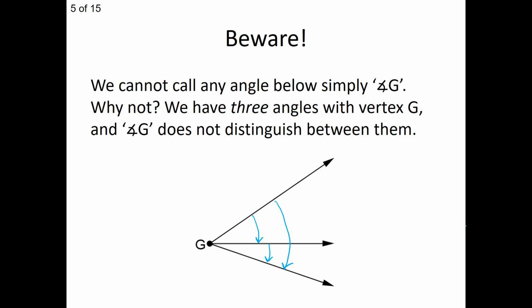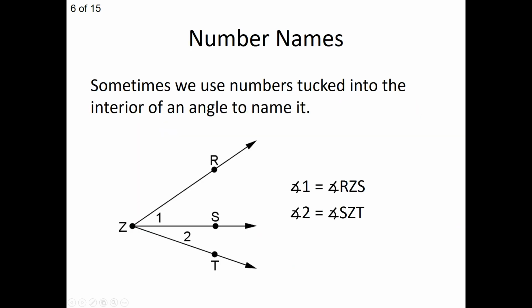There's one other way we can name angles, and that is by tucking numbers into the mouths. We'll see that that can be used quite often as well, where we simply tuck a number into the angle mouth and call that angle by the number tucked in. Now, be careful. That number is not representing the measure of the angle. No, no, no. It's just representing the name of the angle. So instead of calling it angle RZS, I can say just angle 1. Or instead of calling it angle SZT, I can just call it angle 2.